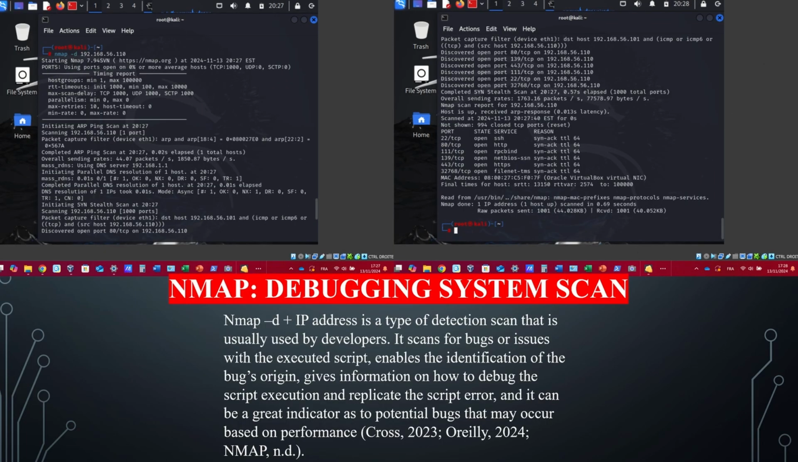Nmap switch d plus IP address is a type of detection scan that is usually used by developers. It scans for bugs or issues with the executed script, enables the identification of the bug's origin, gives information on how to debug the script execution and replicate the script error, and it can be a great indicator as to potential bugs that may occur based on the performance. There doesn't seem to be anything important to show aside from all of the ports having successful handshakes and detailing the number of hops it can travel before dropping.